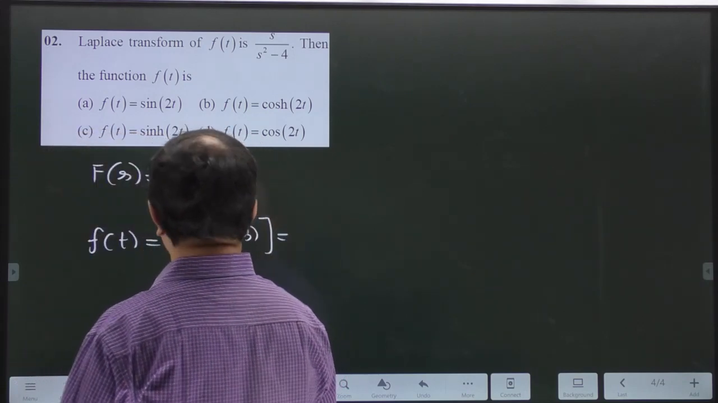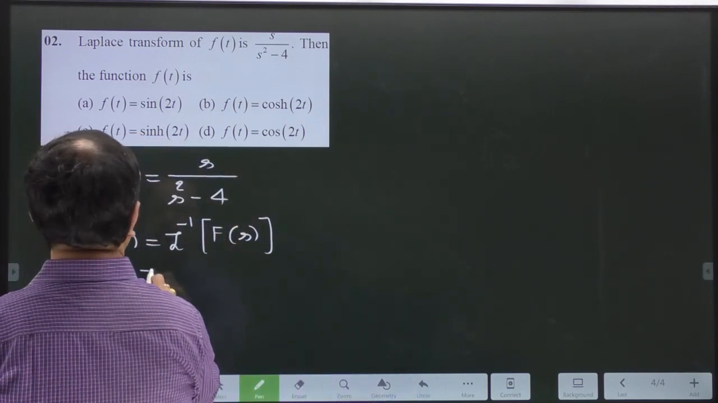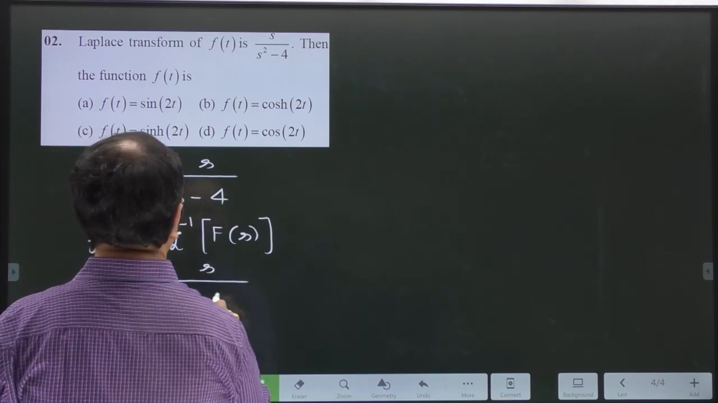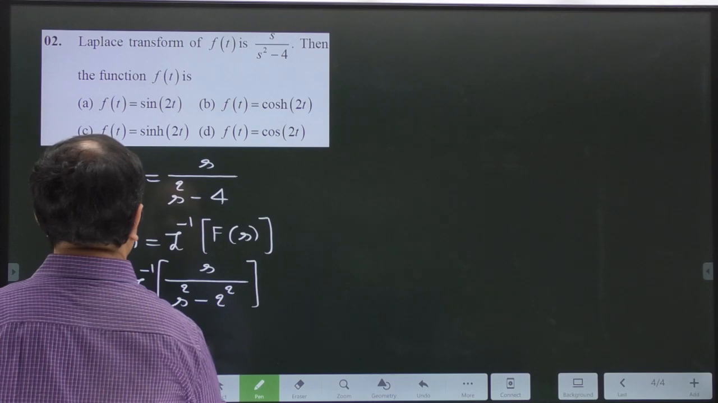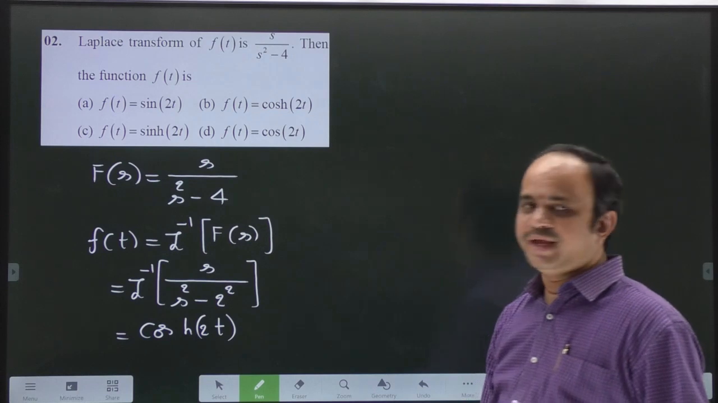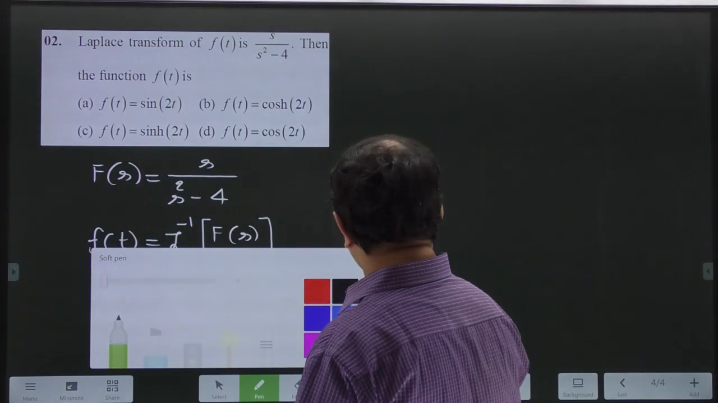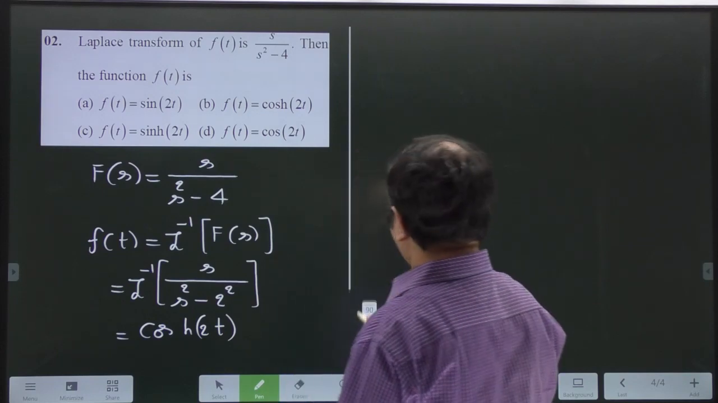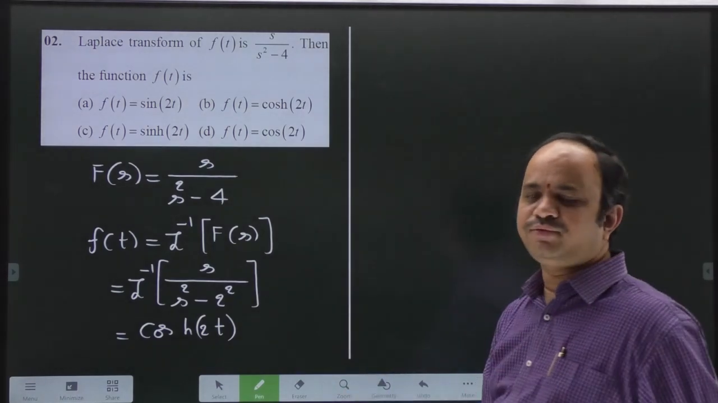So this we can say is simply the inverse Laplace transform of s divided by s square minus 2 square. So this is the hyperbolic function cosh of 2t. As this question comes, let us write down quickly some basic formulas here. If you are aware of these formulas, you can solve these types of questions.